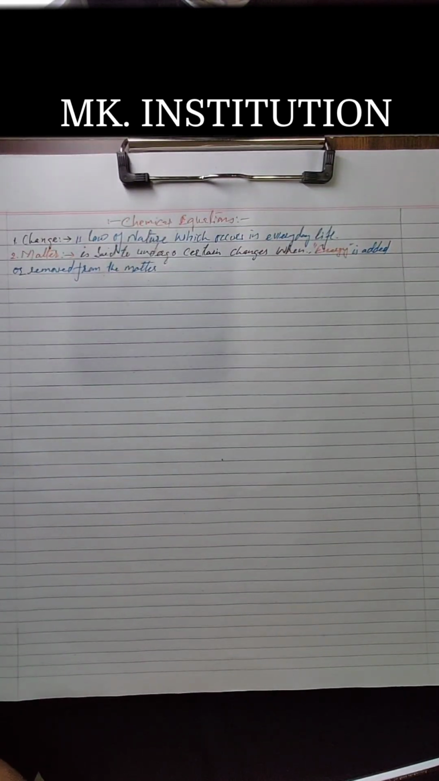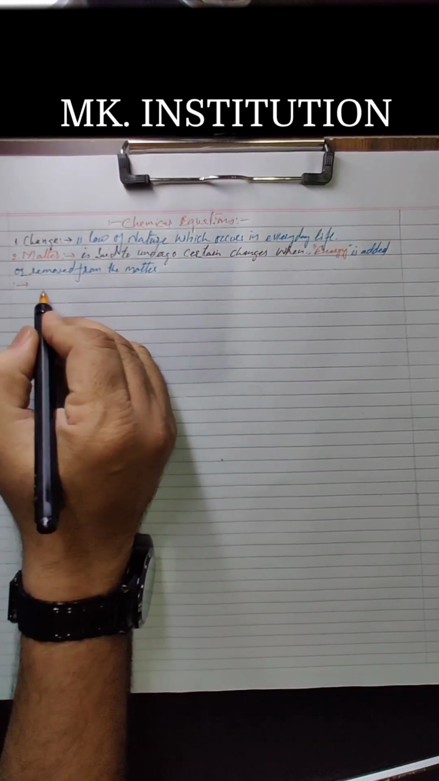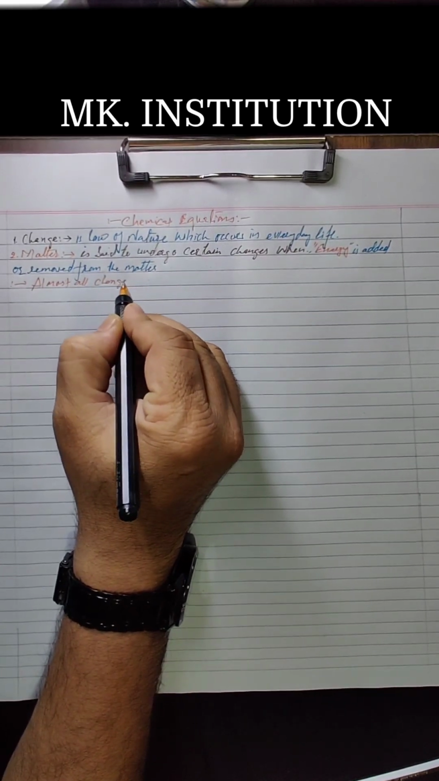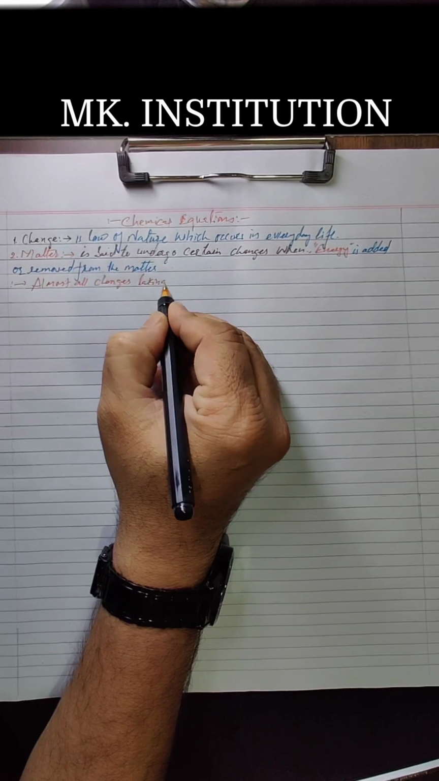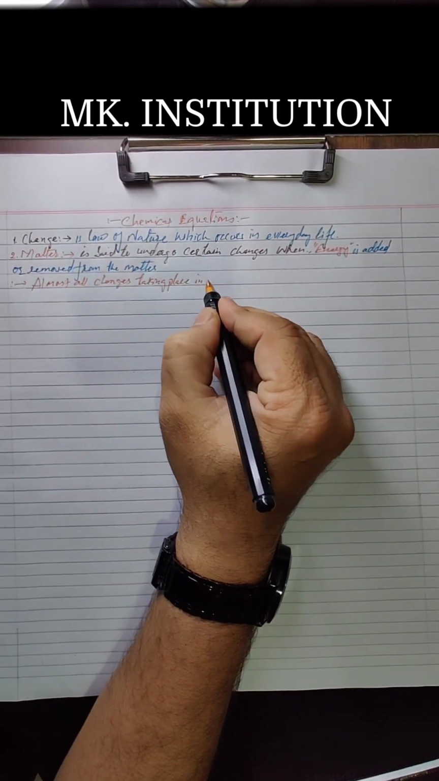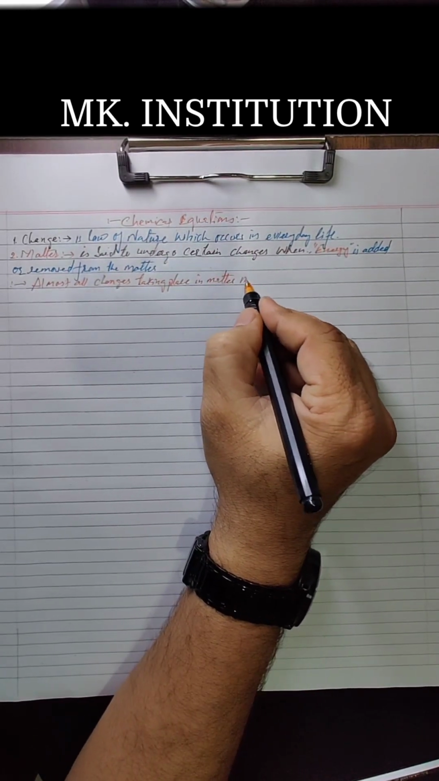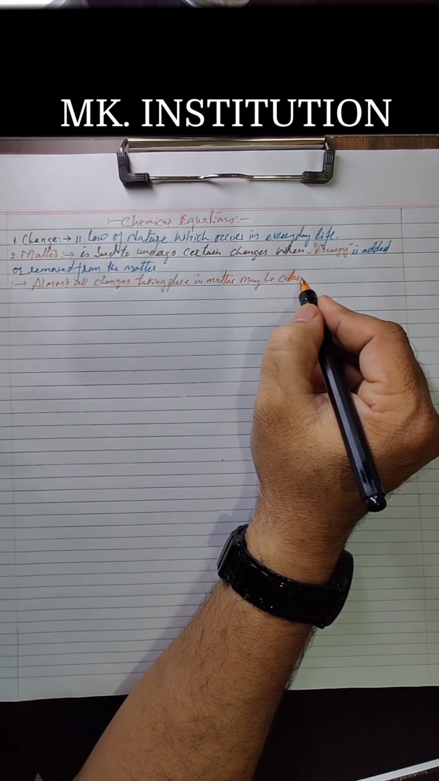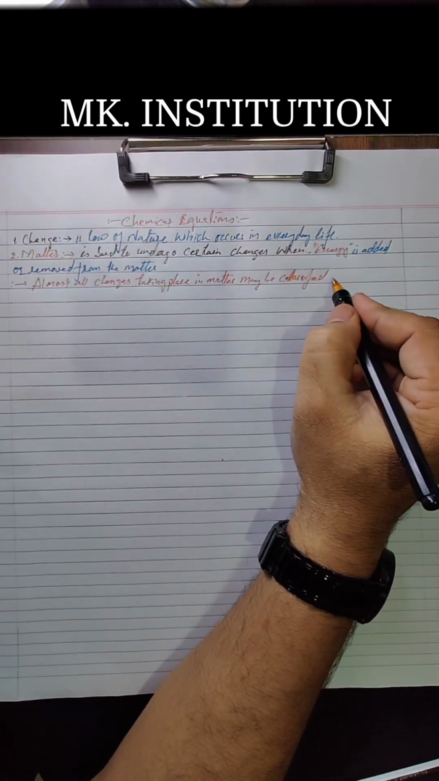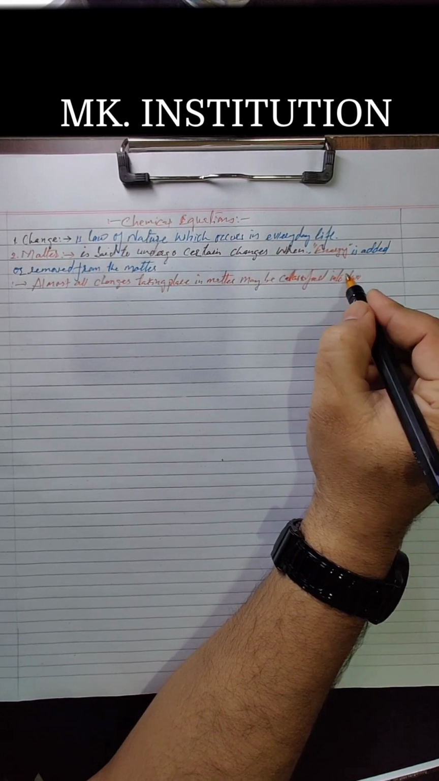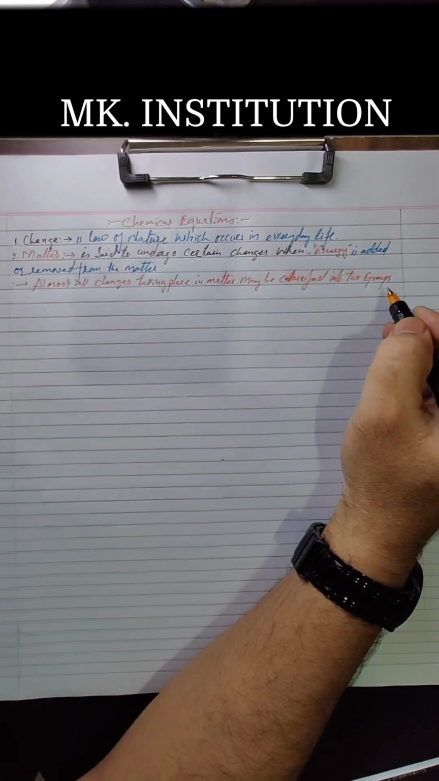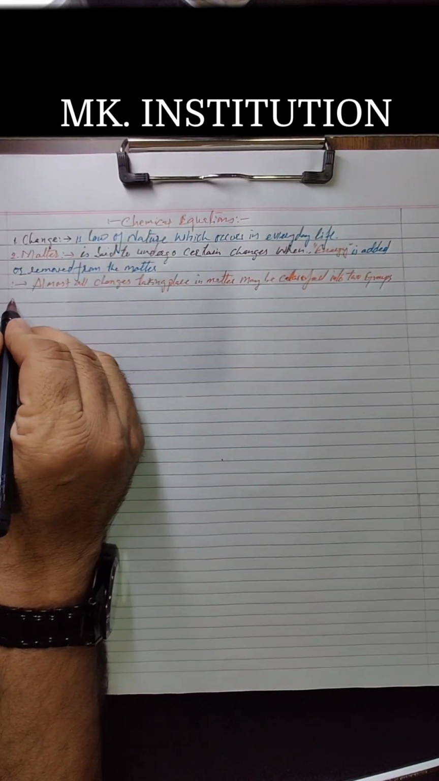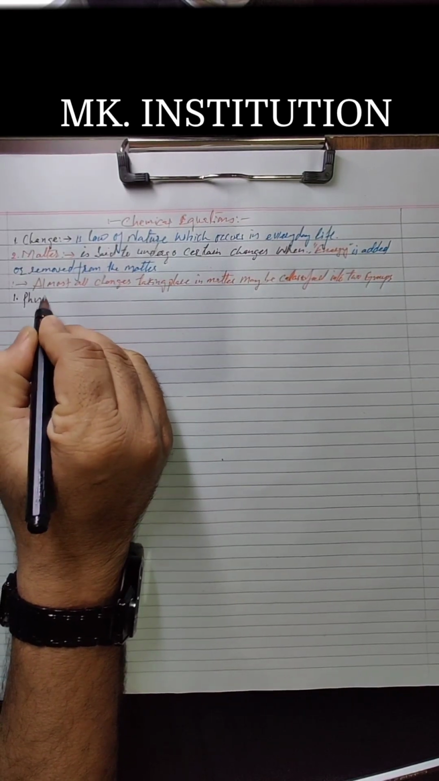Anyway, next one. Almost all changes taking place in matter may be classified into two groups. Clear? Whatever the changes are, they will be classified into 2 groups here. What is the first group called? The first group is called physical change.